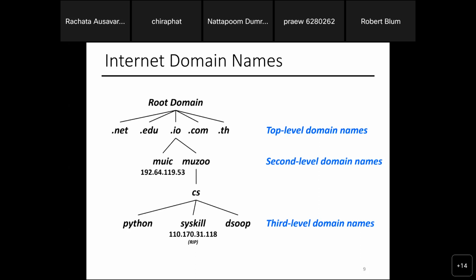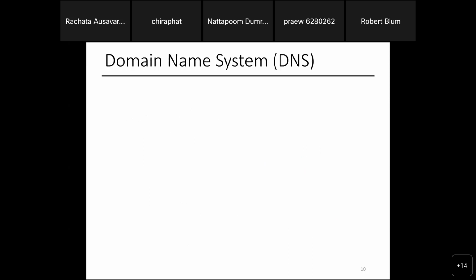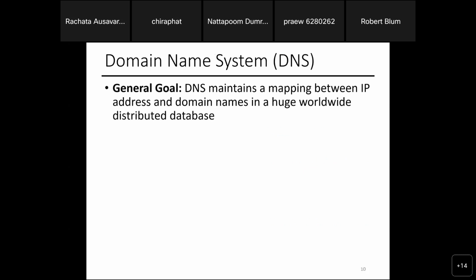Once you have the IP address, you can use getaddrinfo or getnameinfo to transition between the two versions: the domain name, like skill.cs.musu.io, right? Or the IP address in the format like 110.170.31.118, or the 4-byte format, hexadecimal. And the general goal of the domain name system is to maintain the mapping between this number, the IP address, which I don't want to remember, and something that is an actual name, right?